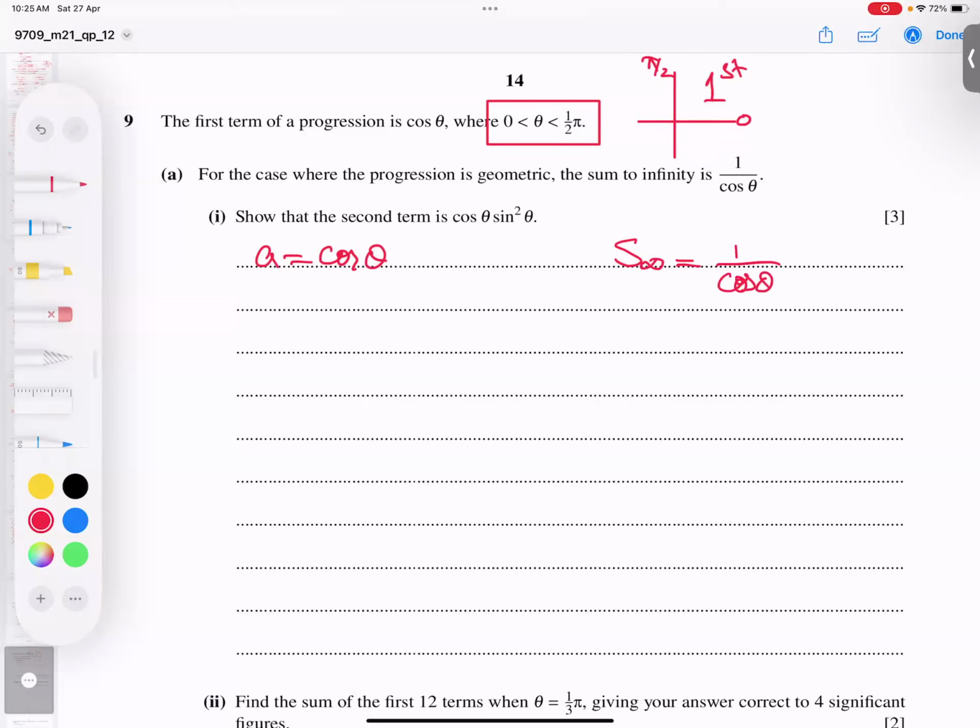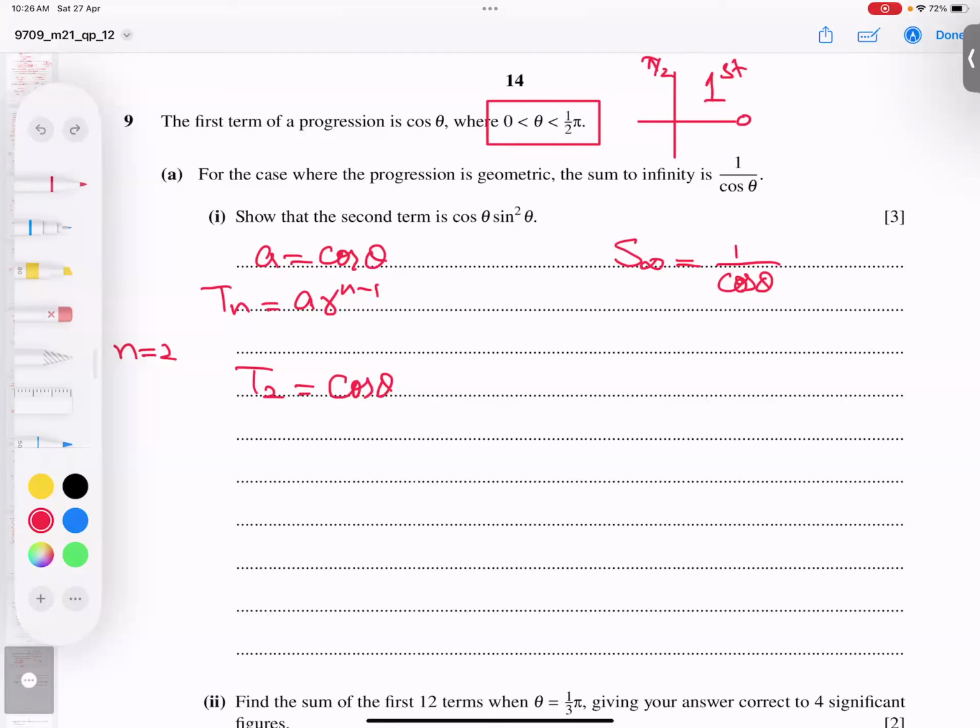All right, fine. Show that the second term is this. So how to get the second term, students? Formula: a r to the power n minus 1. I have to put n as 2, which means t2 equals this coming here. So cos theta, okay, I'm keeping it as it is, times r. But problem, I don't have r. Oh no. So how to get r? Why is this connection given? It means some reason.